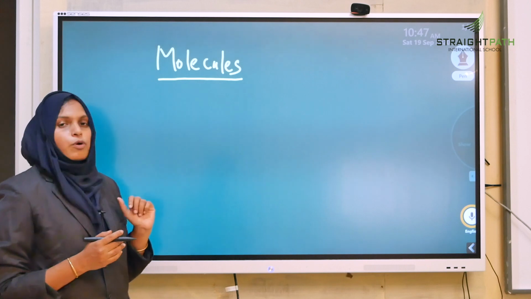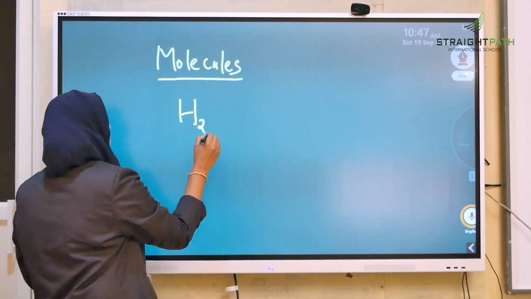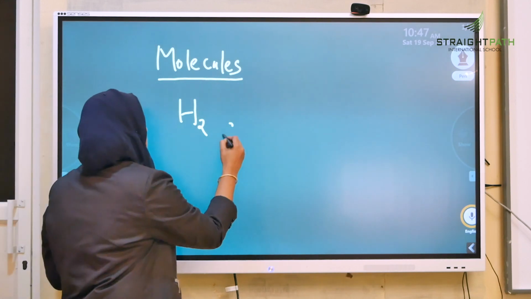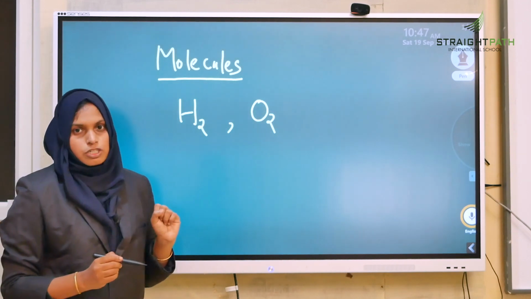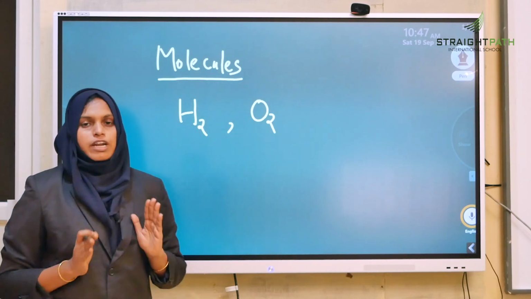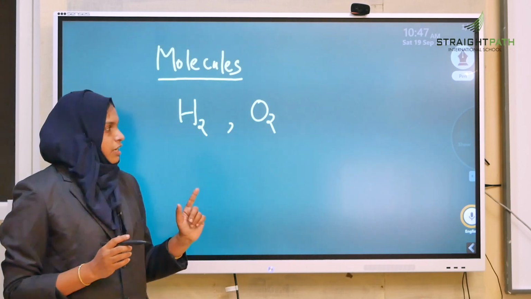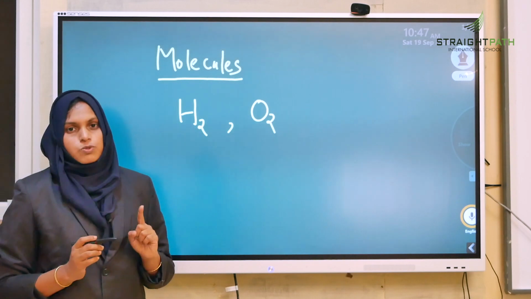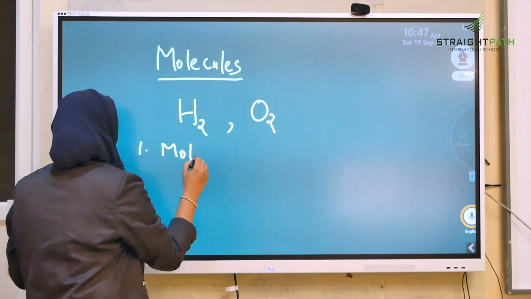It is called a molecule. For example, the hydrogen molecule. We can represent the hydrogen molecule as H2, and the oxygen molecule as O2. Here, two atoms of oxygen are bonded chemically to form an oxygen molecule. Then, there are two types of molecules. The first one is molecules of elements.